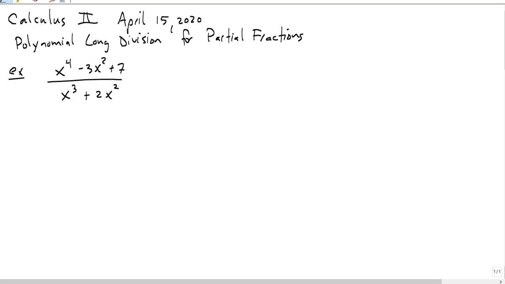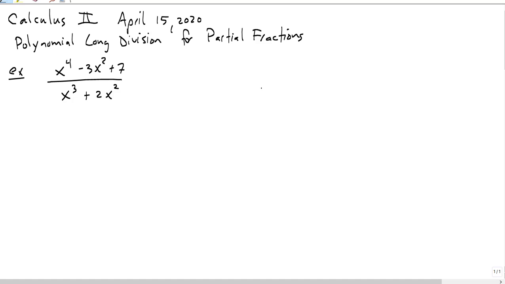Anyway, I want to do an example of polynomial long division in the partial fractions section. So we have a fraction like x to the fourth minus 3x squared plus 7 over x cubed plus 2x squared. Let's say we want to integrate this. What a nightmare. Don't even think of going trigonometric substitution, not necessarily. We can't break this into partial fractions just yet because the numerator is an x to the fourth, and fourth is greater than or equal to the power of the bottom, so polynomial long division can be done.